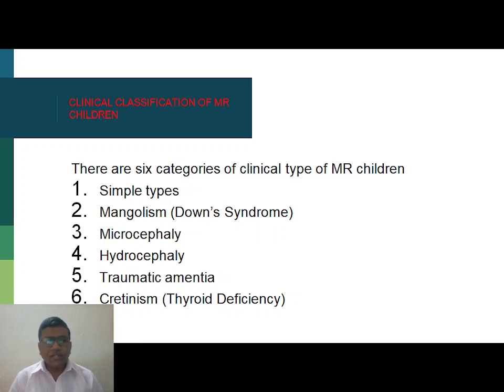Clinical classification of mentally retarded children. There are six categories of clinical types of mentally retarded children. Number one, simple types. Number two, Mongolism, that is Down syndrome. Number three, microcephaly. Number four, hydrocephaly. Number five, traumatic amnesia. Number six, cretinism, that is thyroid deficiency.